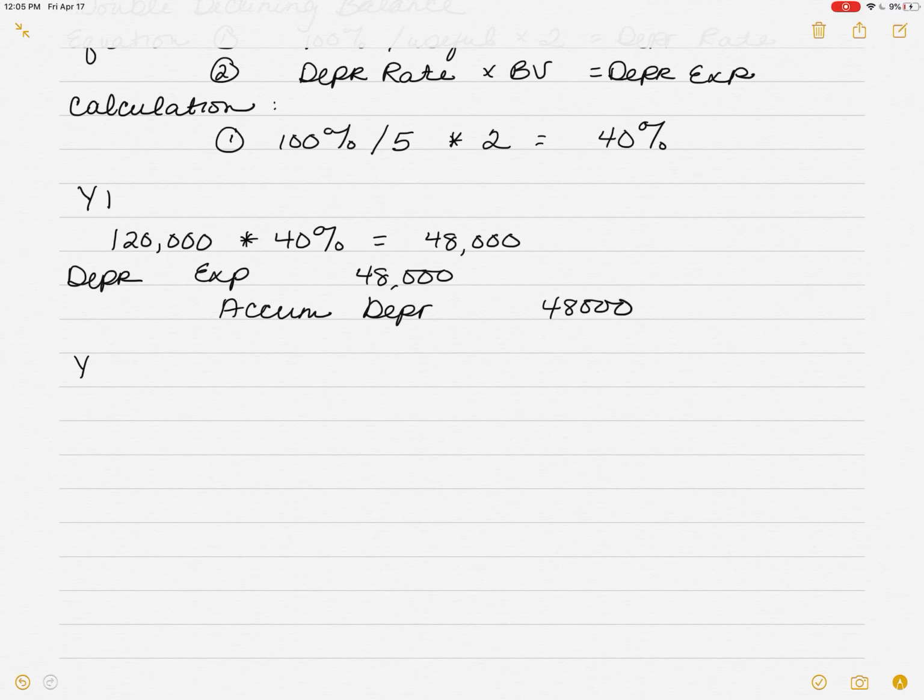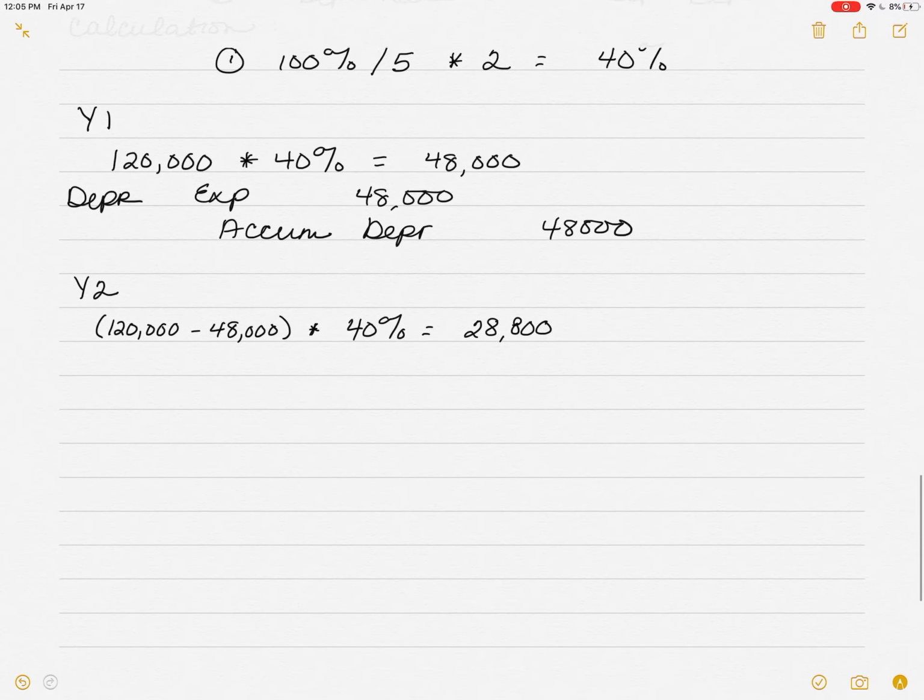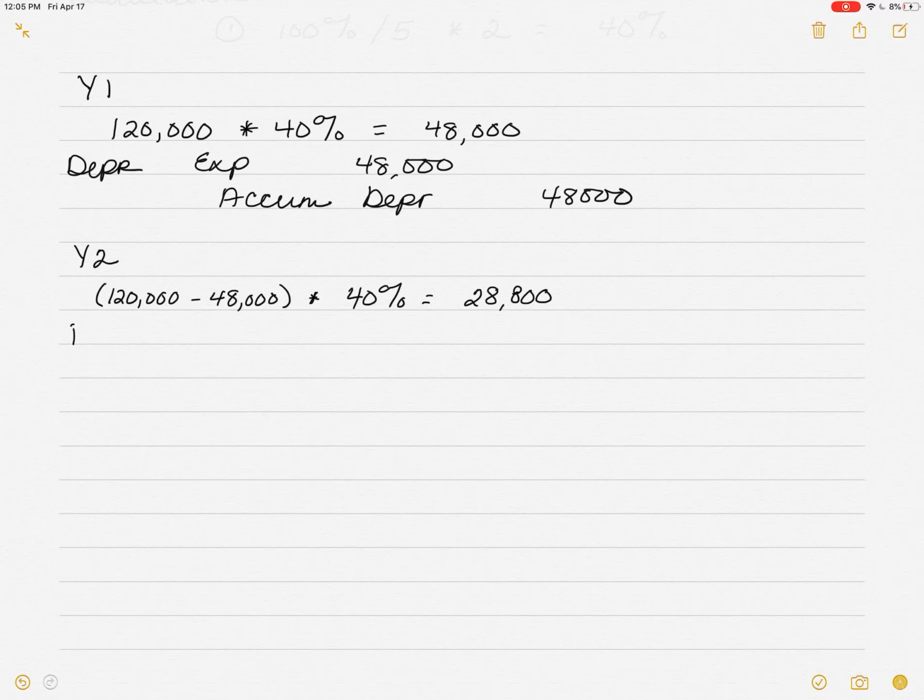In year 2, it's going to look a little different. I have to find my book value. Remember, book value is cost minus accumulated depreciation. I only have 1 year of accumulated depreciation so far, so I'm just going to record that and multiply that by my depreciation rate. So in year 2, my depreciation expense is $28,800, and I record that in my journal entry.